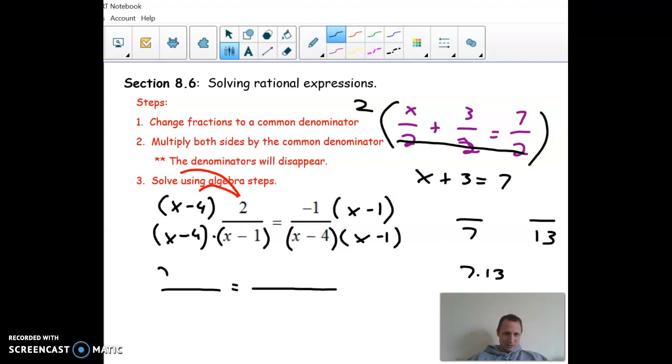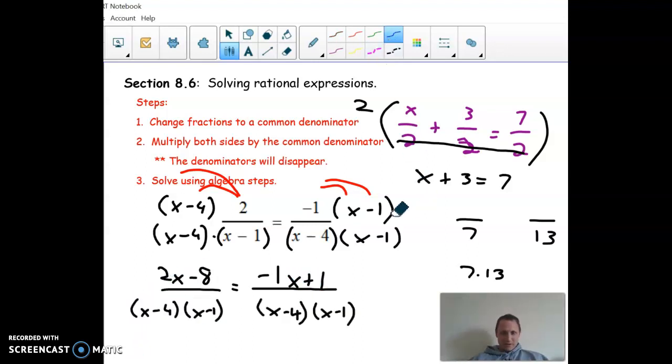should be 2x minus 8. And on the other one, doing the distributive property would be negative x plus 1. Okay, and our denominators are the same denominators as seen there. Okay, now that the denominators are the same, we're going to do this step here where we wipe them out by multiplying both sides by whatever the denominator is. So in this case, it's x minus 4 times x minus 1.